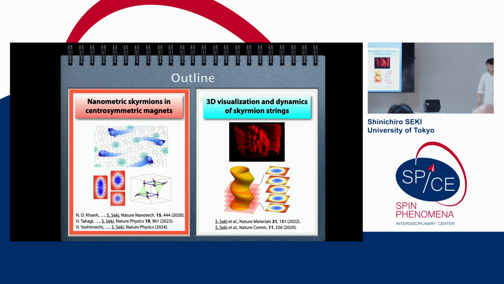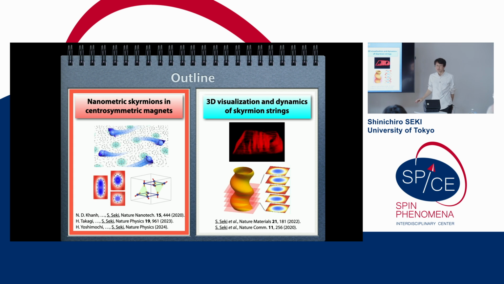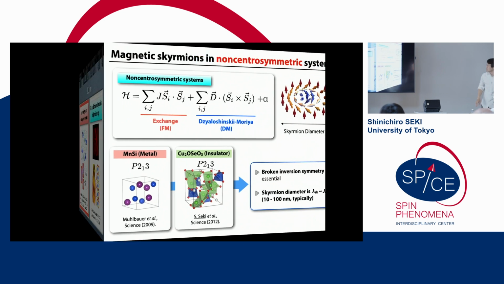Today I'd like to mainly discuss two different topics about this magnetic skyrmion. In the first half, I'd like to introduce our recent material development, in particular the discovery of nanometric skyrmions in a centrosymmetric system. And in the second half, I'd like to talk about the skyrmion string in a three-dimensional system. So let's start from the first topic about the material development.